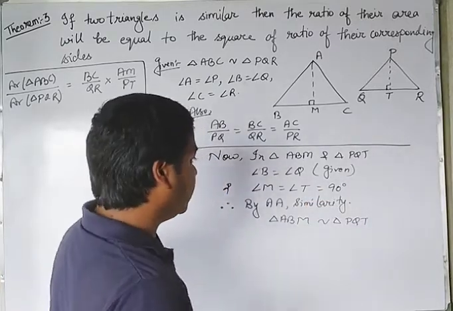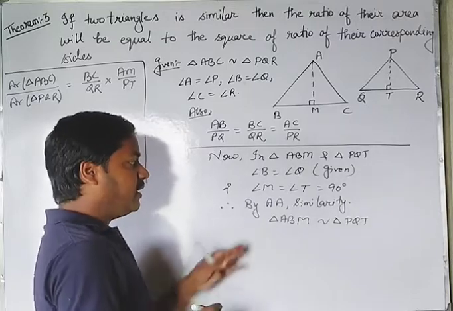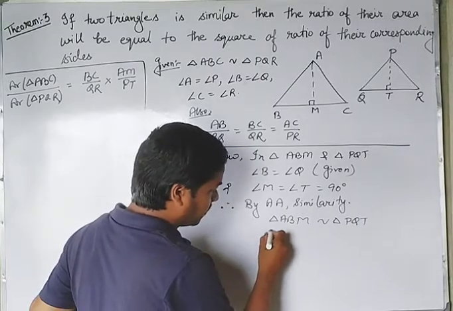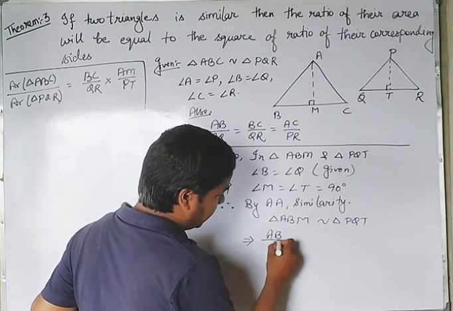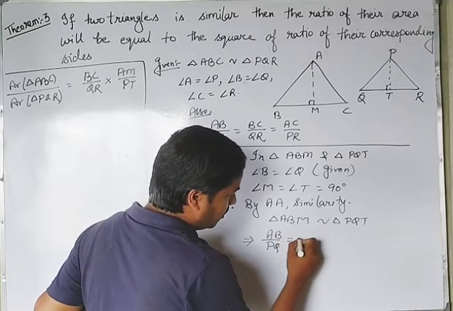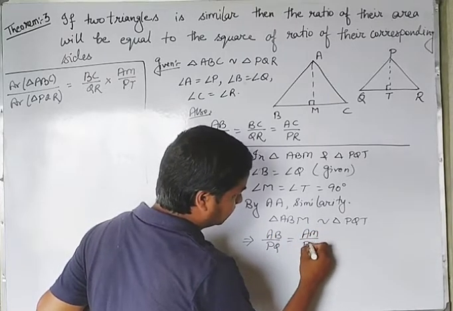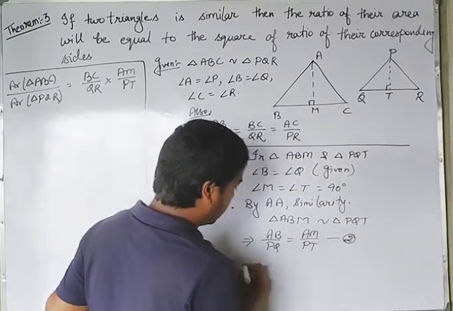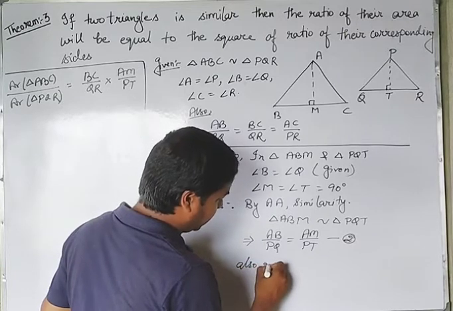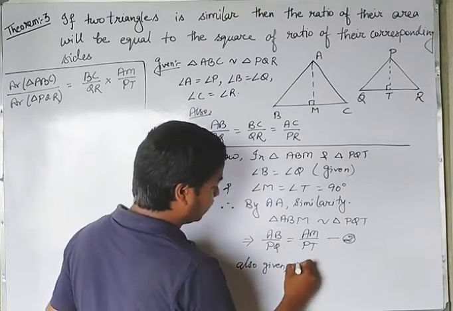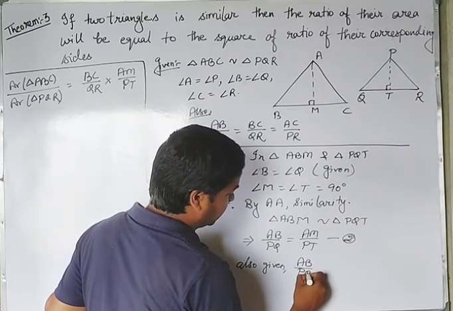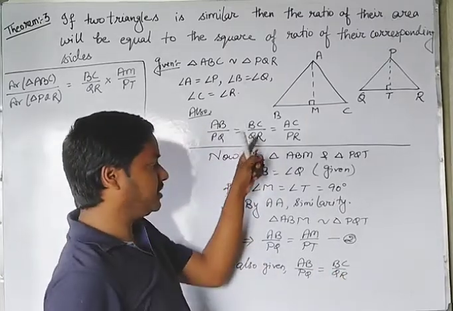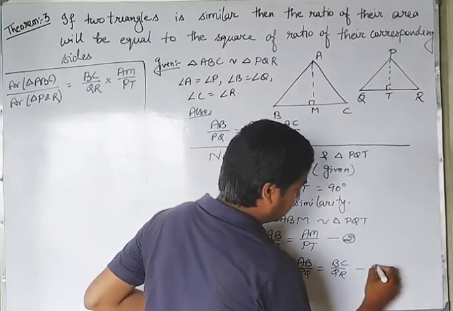If it is similar, then the ratio of their sides will also be equal. That means AB by PQ, the first two, must be equal to the first and last, AM by PT. Let it be equation 2. Also given, AB by PQ is equal to BC by QR. Let it be equation 3.